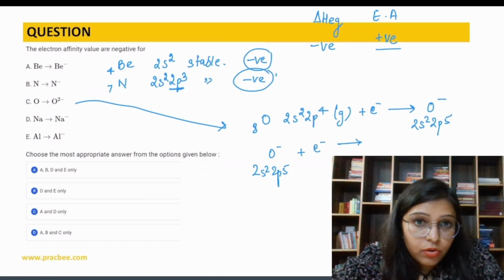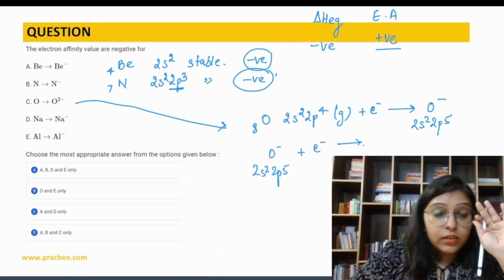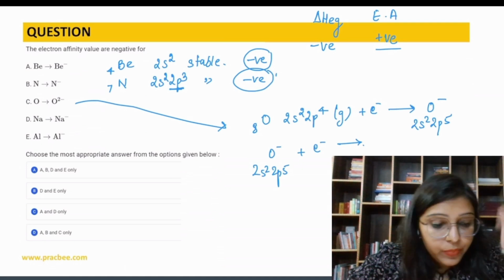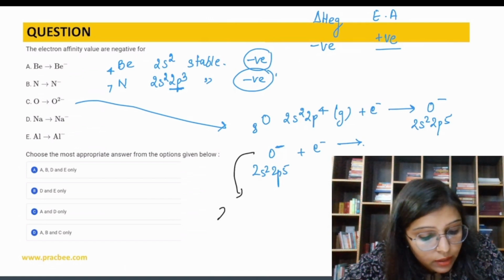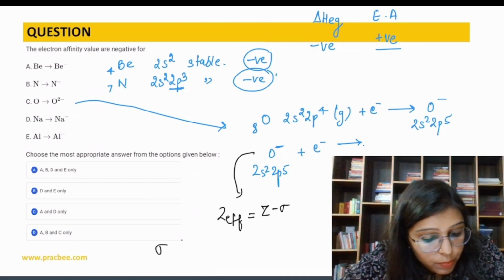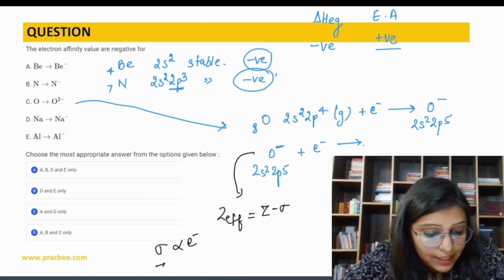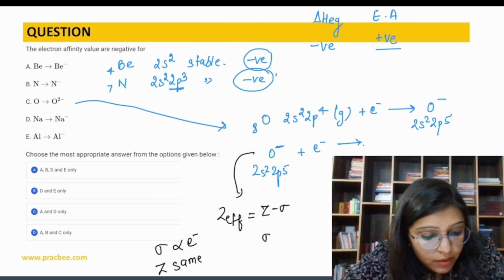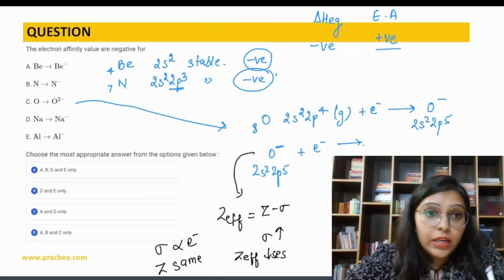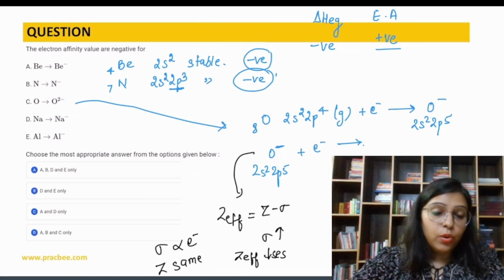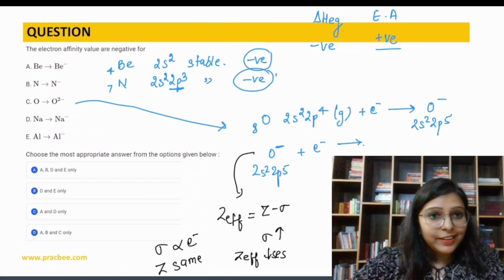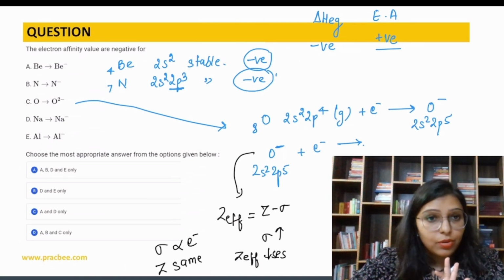When it adds an electron, na, significant repulsion is there. Why? Because see, O negative. If I talk about the Z effective, Z effective is Z minus sigma. Sigma is proportional to the number of electrons. Z is the same over here. So here sigma value increases, so Z effective decreases. Or we can say electron repulsion is more. So if electron repulsion is more in O minus, then it cannot accept the electron easily, right?